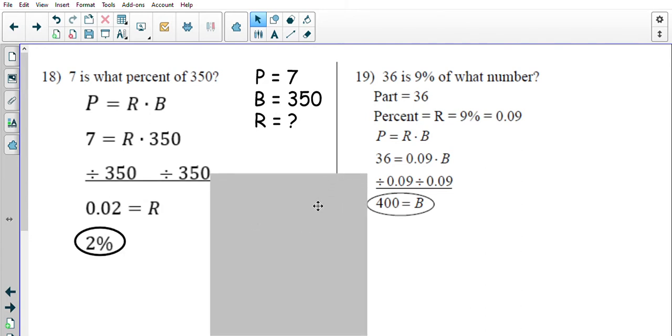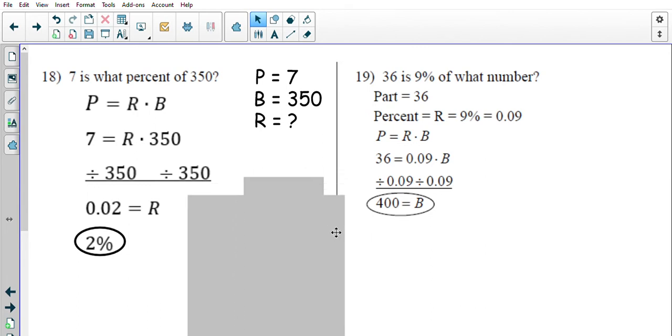And this will get you 0.02, which is 2%. All right, number 19. So 19, 20, 21, and 22, I think, are going to go hand in hand. 36 is 9% of what number? 9% is definitely R, which is 0.09. 36 is my part, B is my unknown.